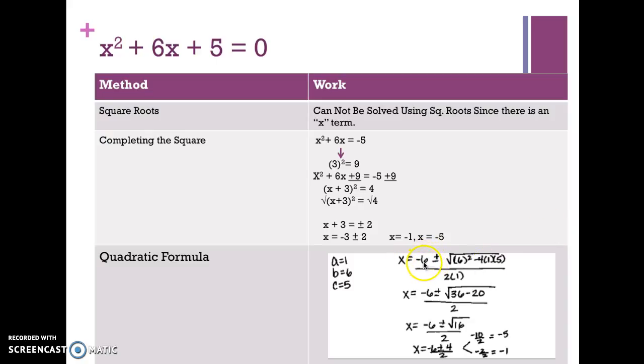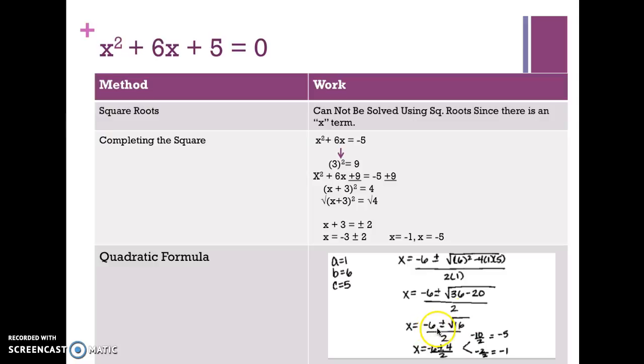So we plug in our b value, so we have negative 6 plus or minus the square root of b squared, so 6 squared, minus 4 times a, which is 1, times c, which is 5, all over 2 times 1. Okay, so when we square 6, we get 36, and negative 4 times 1 is negative 4, and negative 4 times 5 equals negative 20. So we subtract 36 minus 20, and we're left with the square root of 16.